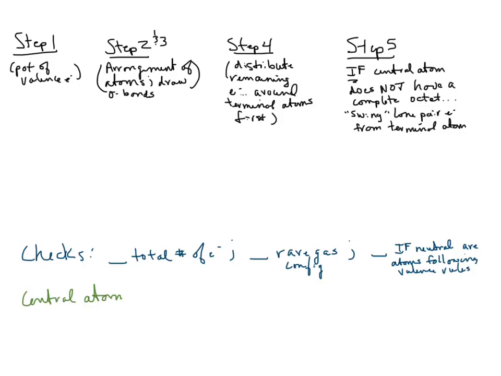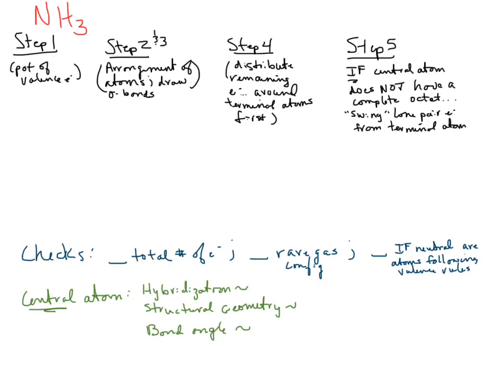So basically, horizontally, we go steps 1 through 5, and then also down, we have these checks. We'll talk about each one of those checks. I'd just like to jump in and do an example. So at the top, if you don't mind, put NH3, ammonium. That is the molecular polyatomic ion that we're going to draw first.